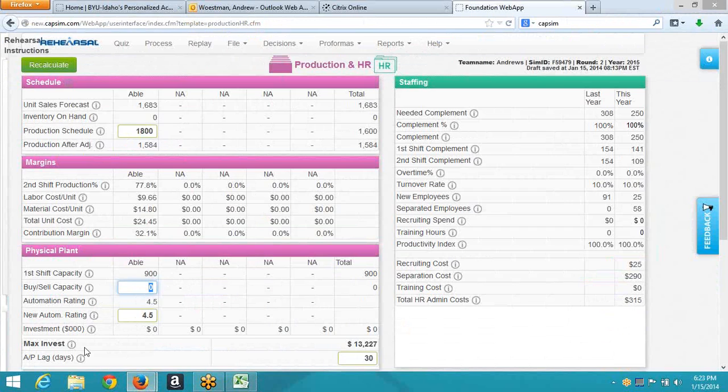So I'm going to look at this and I'm going to say, okay, I want to raise it by 100, because that means that next year this will become 1,000. This round I can still only do double my first shift capacity, but next year the capacity that I bought will come into effect and I'll be able to do 2,000 instead.